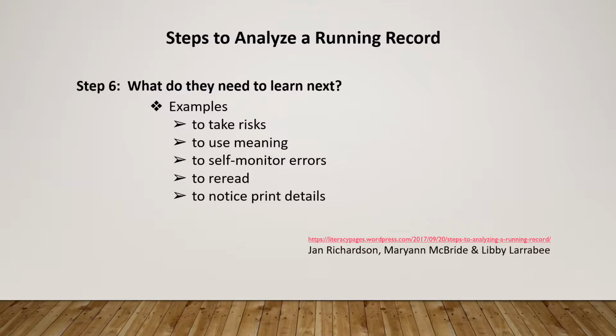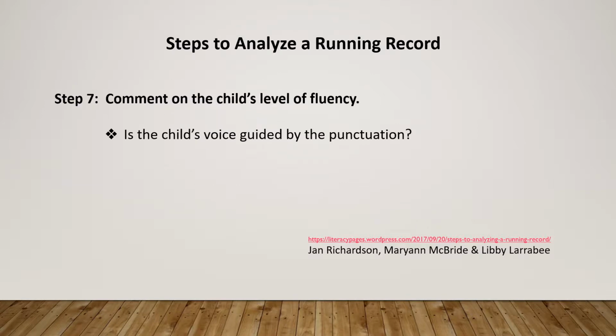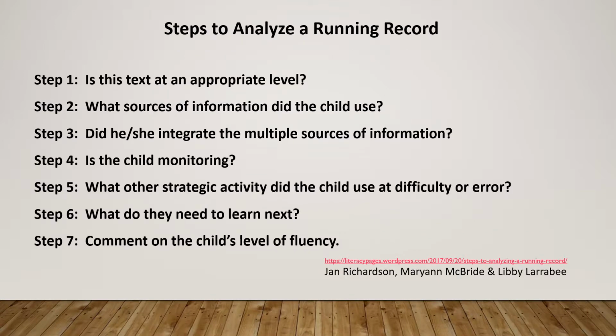An example might be maybe they're not a risk taker, they need to take more risks. Maybe they need to use meaning. Sometimes we prompt kids so much to look at the word, they go straight visual. They may need to self-monitor errors, or to reread, or to notice print details. And step number 7 is, we always need to comment on the child's level of fluency. Is the child's voice guided by the punctuation? Because if it's not, sometimes it changes the entire meaning of that story. So here are the 7 steps that we're going to be looking at.